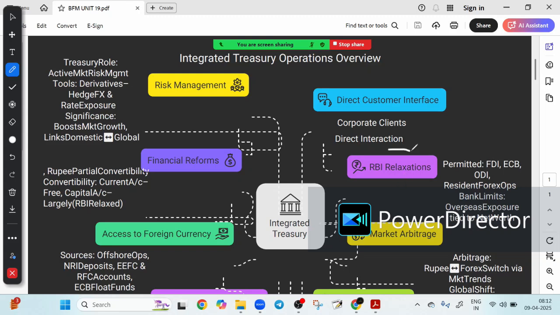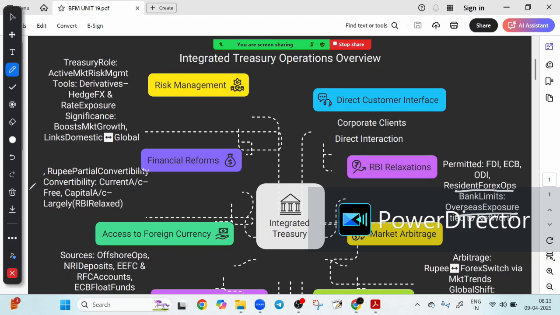If you look at the RBI relaxation here, as you can see, the RBI plays a vital enabling role. It permits mechanisms like FDI, foreign direct investment, ECB, external commercial borrowing, and ODI, overseas direct investment. These are some mechanisms permitted by the RBI. And also we have resident forex operations, right? Plus it allows overseas exposure, but with a smart limit tied to a bank's net worth.